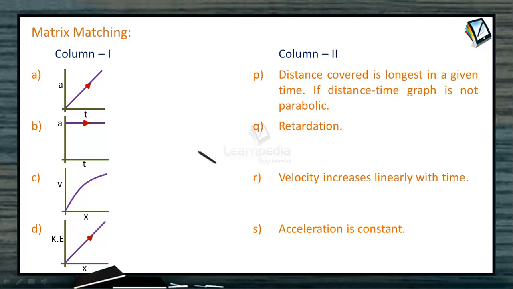Matrix matching. Column 1, 4 graphs are given to us. In column 2, 4 options are there. P: distance covered is longest in a given time if the distance time graph is not parabolic. Q: it's retardation. R: velocity increases linearly with time. S: acceleration is constant. So we will take one by one all the graphs and study them in detail, and then finally we'll see which options are correct for option A.